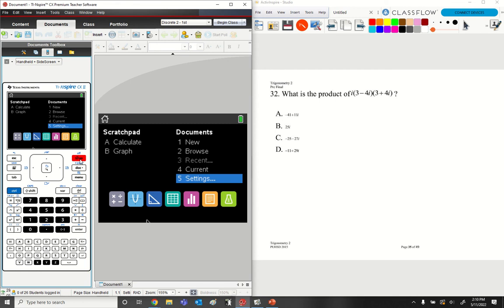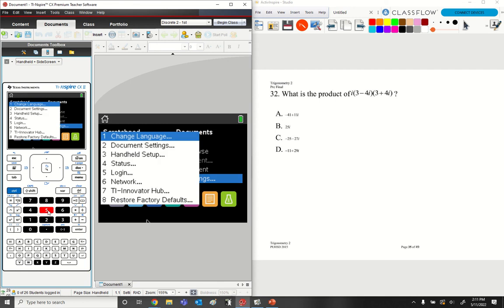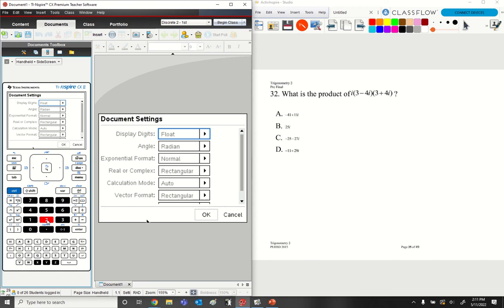Home. Settings. Where do we go next? Document settings. Now, this is where I could change the angle also, but I don't need that. Right here it says real or complex, polar, rectangular. That's where I change it between rectangular and polar. If you did unit 8, you would see that all these answers are in rectangular mode, so make sure it's in rectangular.